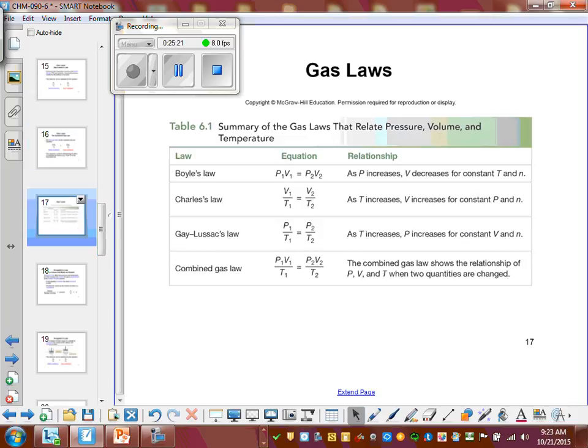So there they are, summarized. Boyle's law, Charles's law, Gay-Lussac's law, combined gas law. So all these laws basically explain stuff you already know about. One that they didn't talk about there was Avogadro's law, which basically states that the volume is directly proportional to the number of moles. That's Avogadro's law.